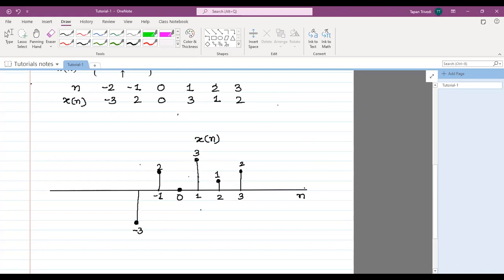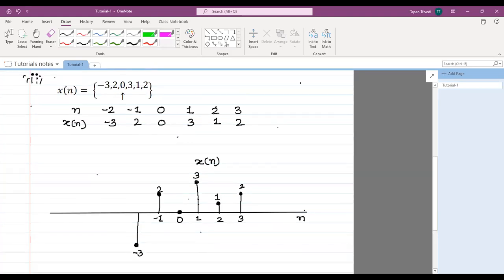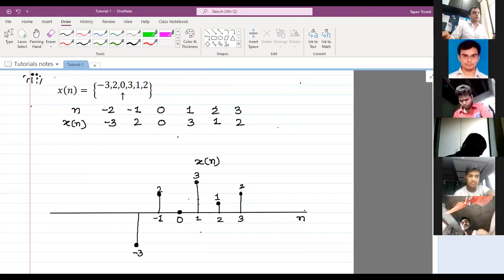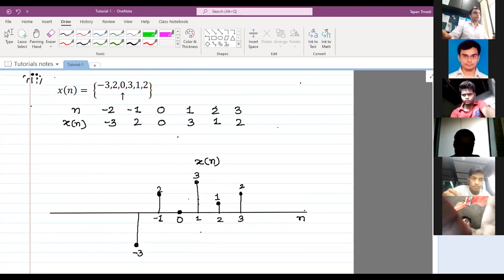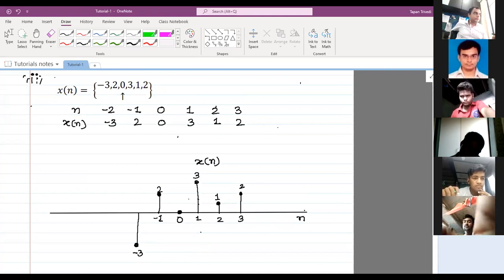Have you understood this? Yes, sir. Very well. No, sir. Who is saying no? Sir, please explain this one and how to write n -2, -1, 0, 1, 2, 3.